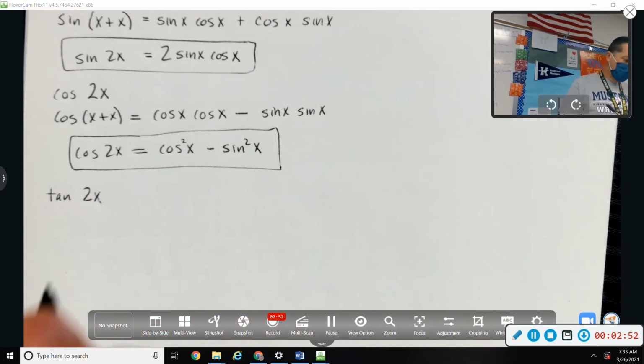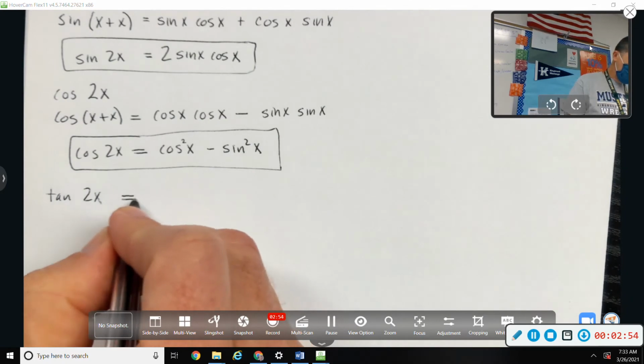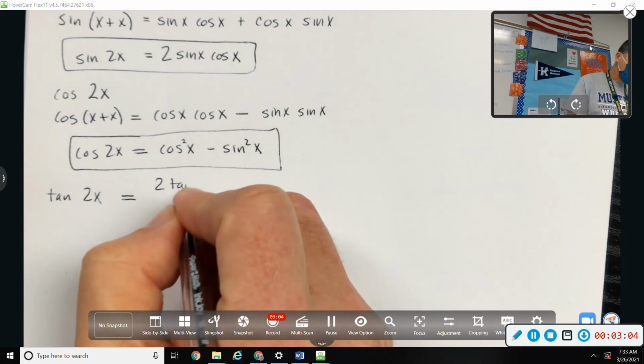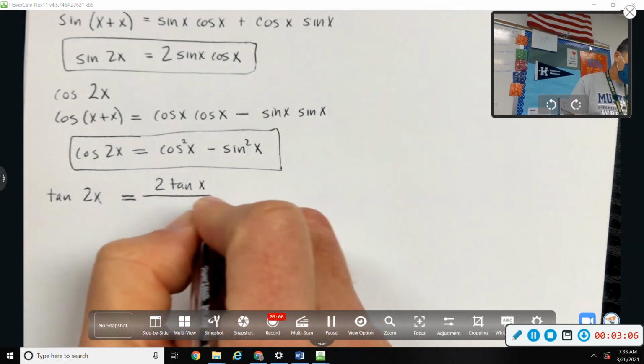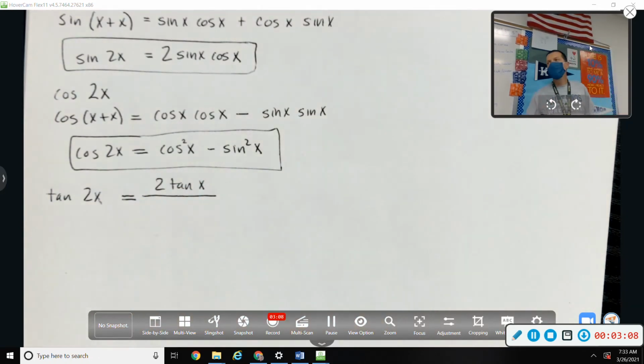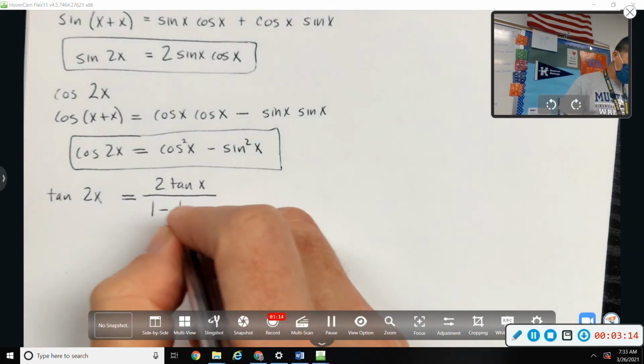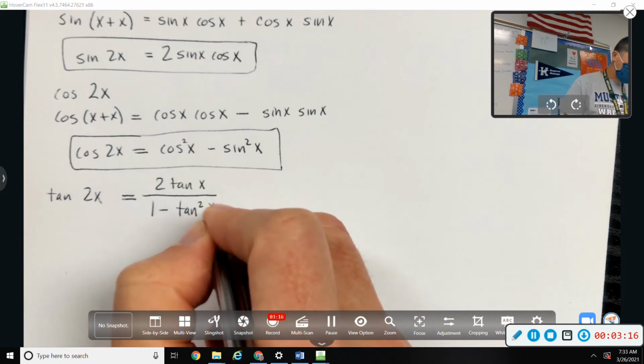Tangent of 2x. I think I'll just jump to the conclusion on this one. Remember, it's tangent of x plus tangent of x. So that would be 2 tangent of x, and in the bottom is 1 minus tangent x, so 1 minus tangent squared x.